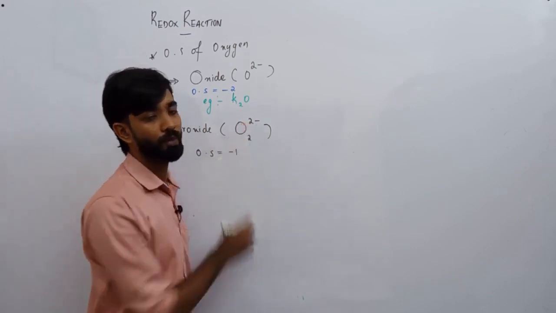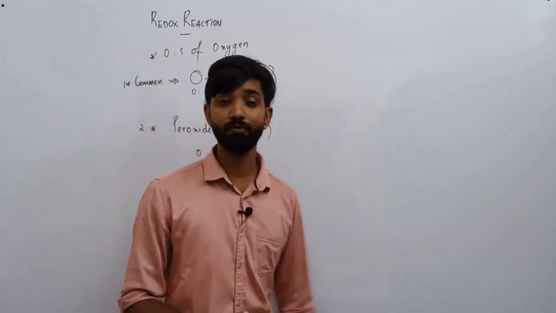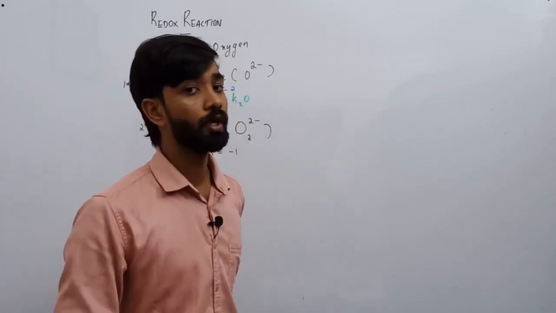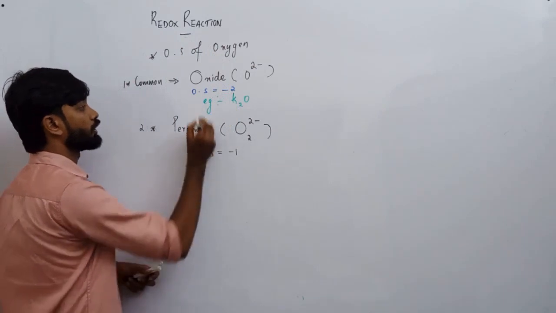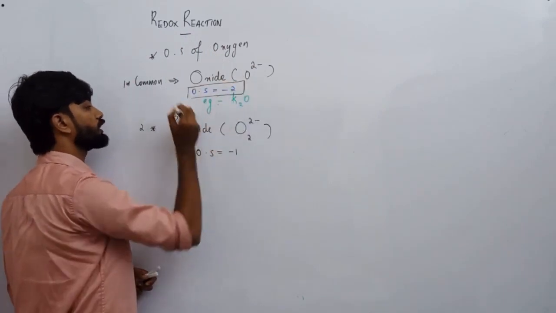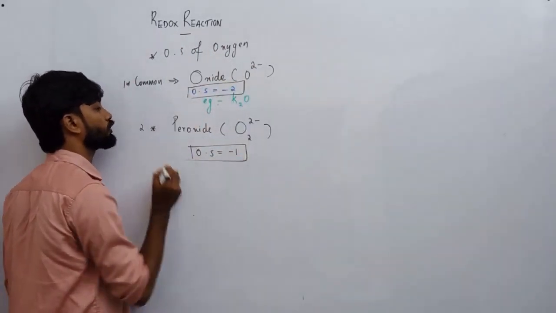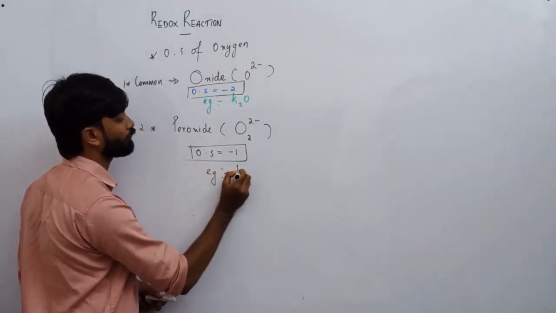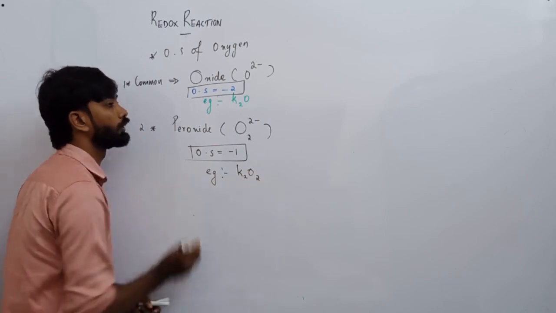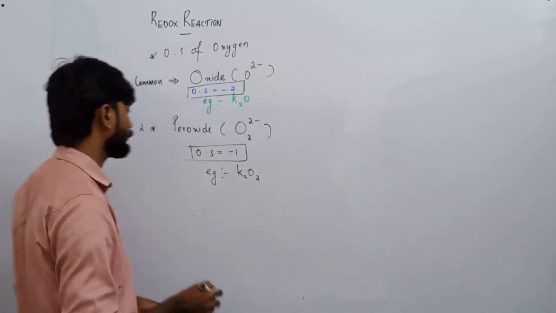Because two oxygens have -2 charge, each oxygen should possess -1. So the oxidation state in oxide is -2, and in peroxide it is -1. For example, if I have a compound like K2O2, it is said to be potassium peroxide.